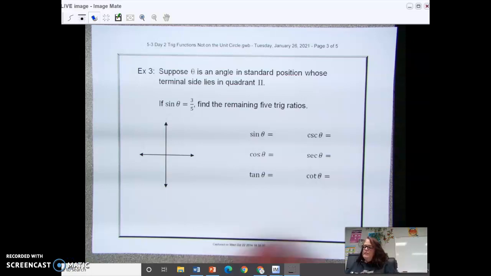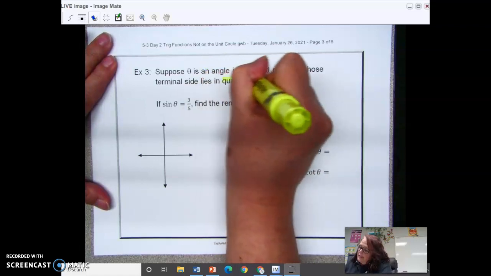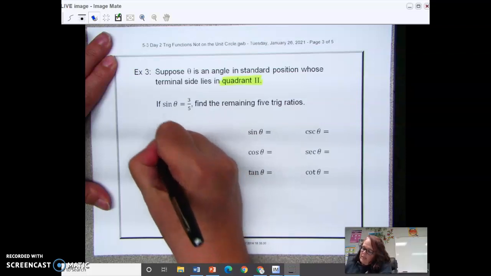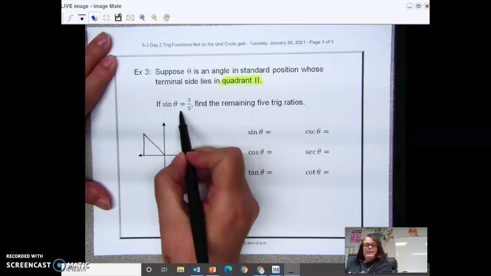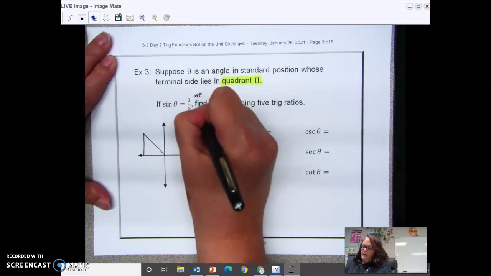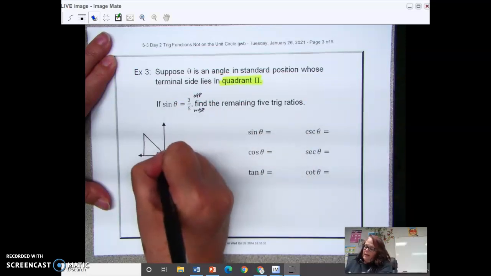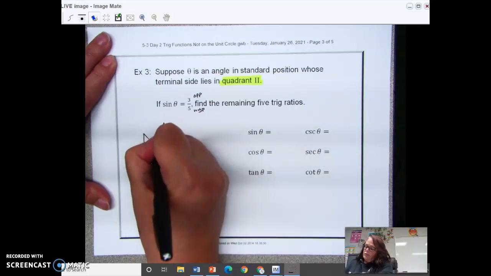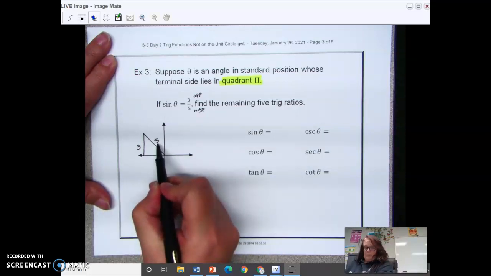In reading this question, it says, suppose theta is an angle in standard position whose terminal side lies in quadrant 2. So that's really important to understand. So I've got a terminal side somewhere over here. And it says that the sine of theta is 3 over 5. So again, that's opposite over hypotenuse. So that means that if this is my angle measure, my 3 is opposite and my hypotenuse is 5. And then something to note, the radius will always be positive.